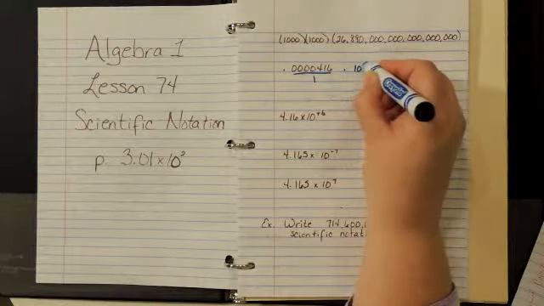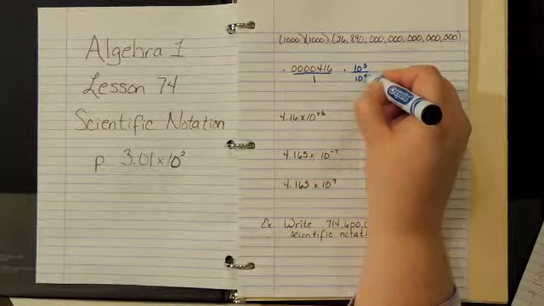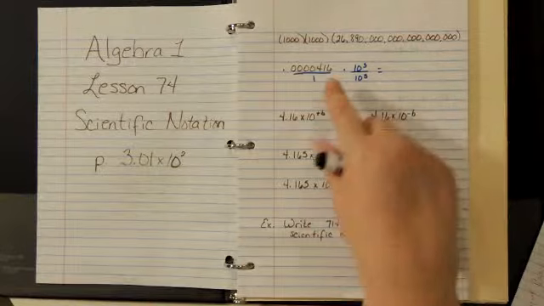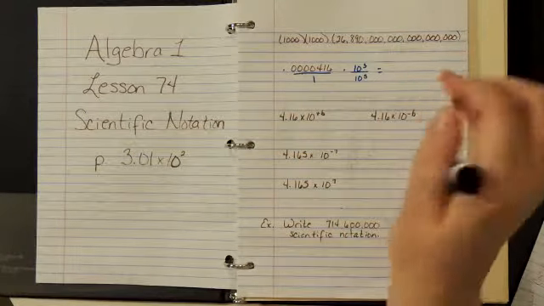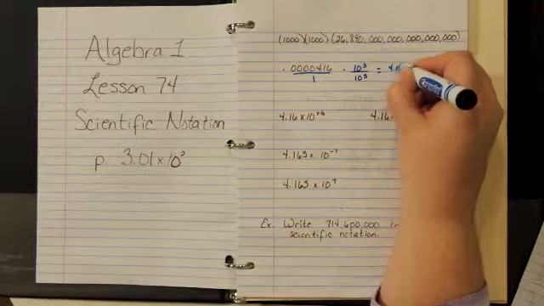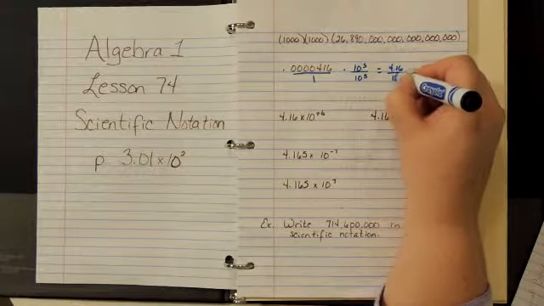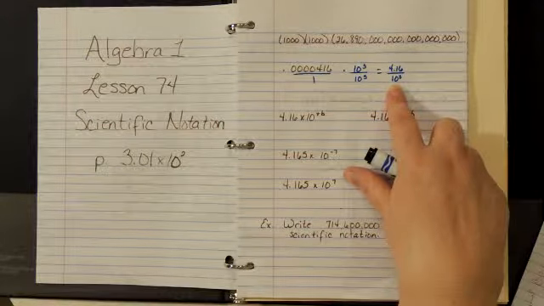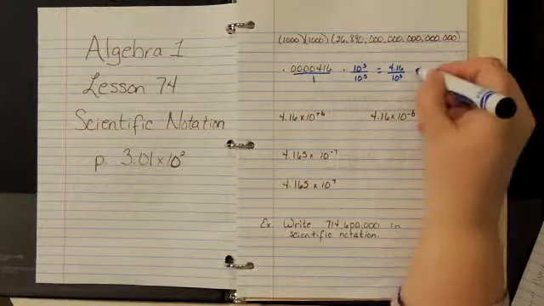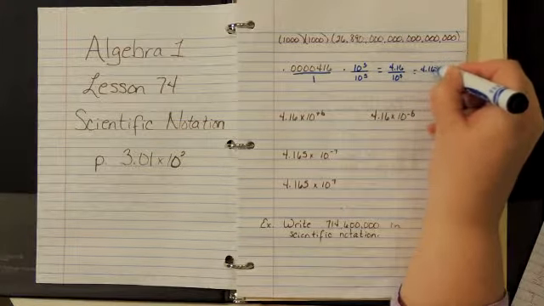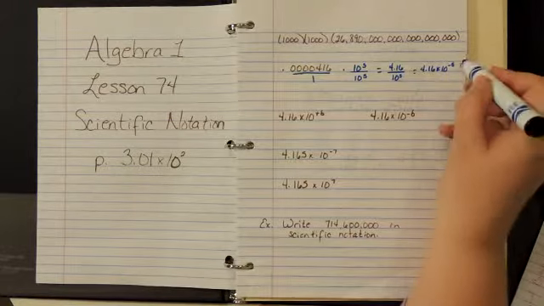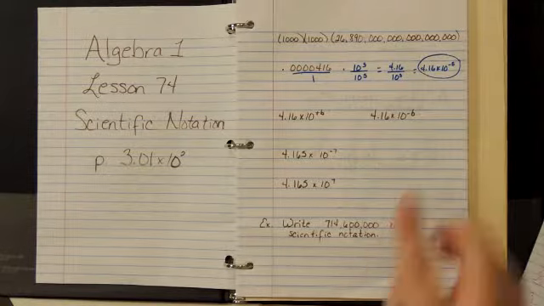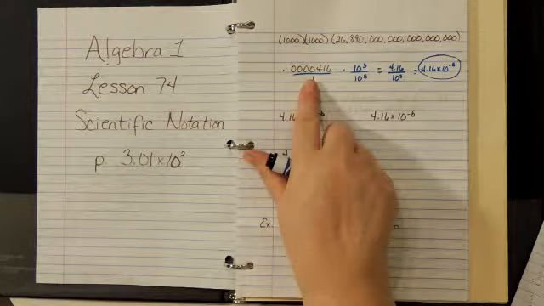So we're going to multiply it times 10 to the 5th over 10 to the 5th. And this times this equals 4.16. It's still over 10 to the 5th. But we can rewrite 10 to the 5th in the denominator as 4.16 times 10 to the negative 5. And if we leave it in that form, that is the scientific notation for this number.